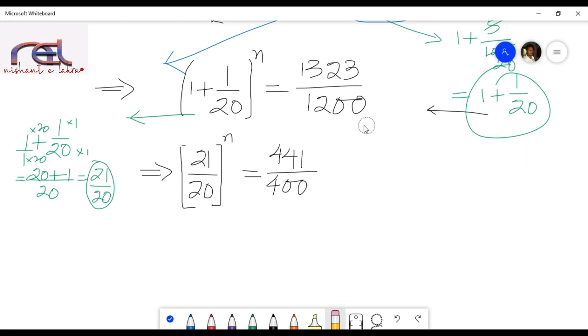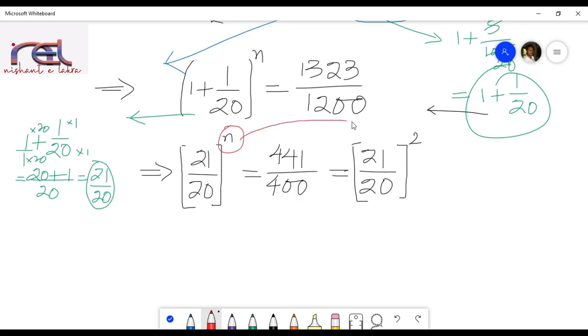Now we can simplify this. Right, and how can we simplify it? I think these are squares, right? Squares of some numbers. 441 is the square of 21 and 400 is the square of 20. Now you know why it's so important to keep in mind the squares and to memorize the squares, right? Now you see the root value is 21 by 20 after we have calculated 441 by 400. Okay, so the power n is equal to 2. That is, time is equal to 2.